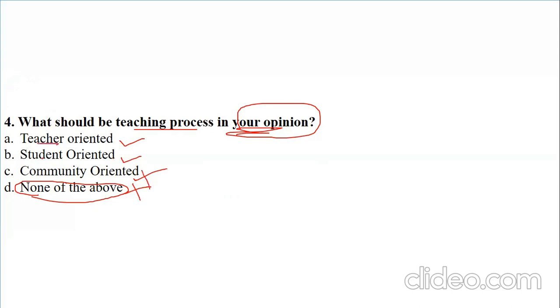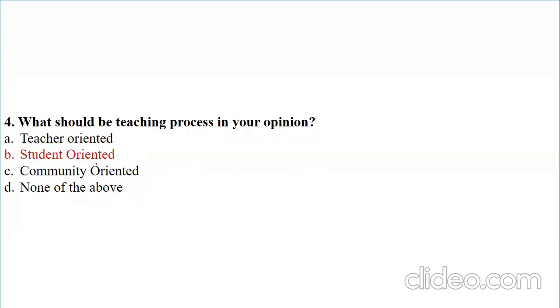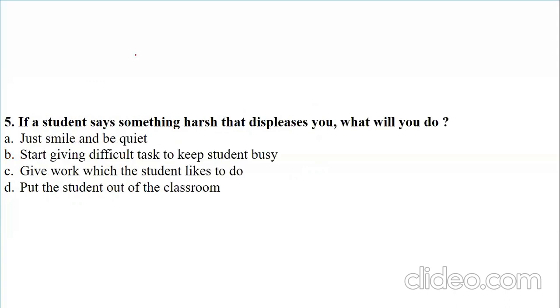Okay, teacher and student. But as I told you very clearly, what is the current status of the education system? The education system gives more importance to that type of education which is student oriented. So the right answer is that the teaching process should be student oriented, which is for the students. The meaning of oriented is for the students, in order to develop and enhance them. Let's go to the next question.